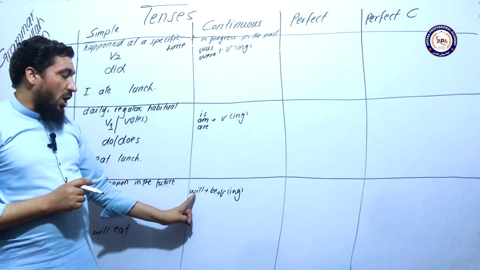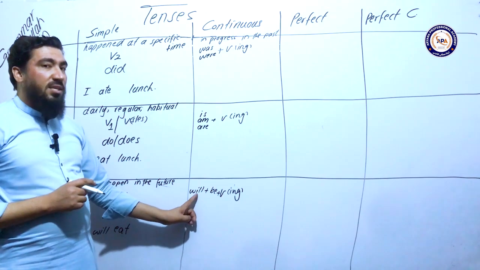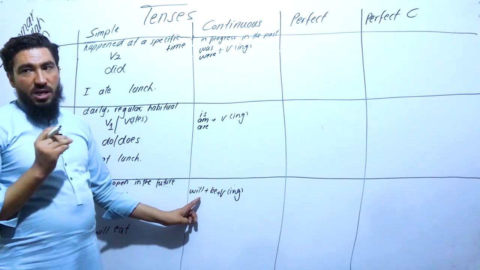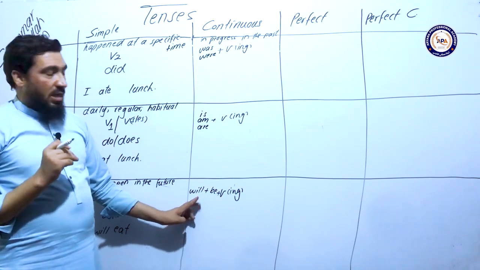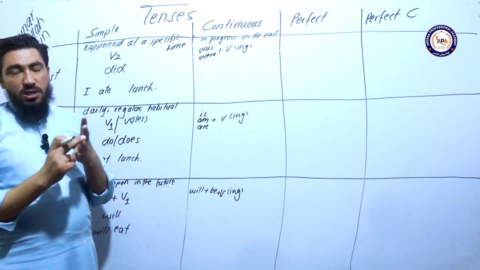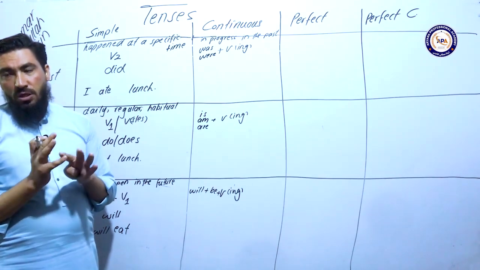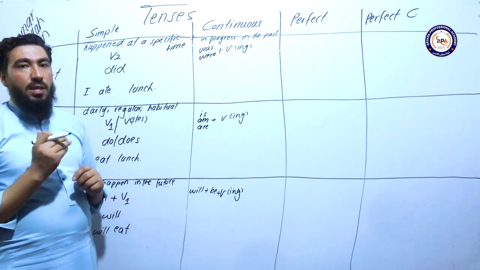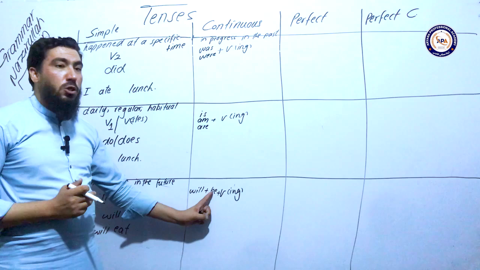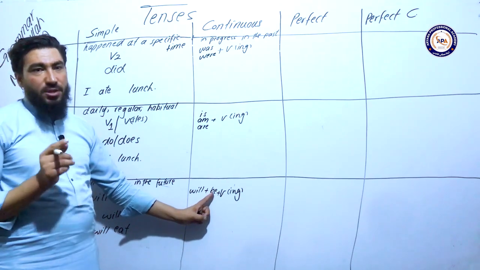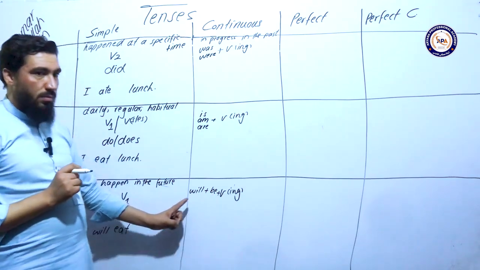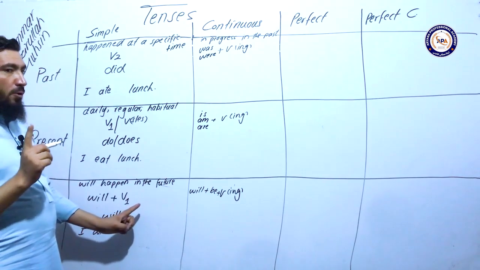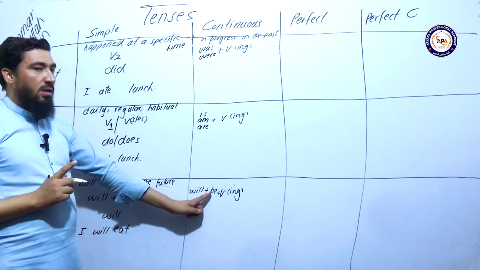Because after modal auxiliary verbs, we cannot use any other form of verb, whether that is a to be verb or any other verb. After modal auxiliary verbs like will, shall, can, could, should, must, may, and might, we use only the past form. That's why we cannot use any other to be verb here. You have to use be always. We must use only the past form, and the past form of the to be verb is be itself.